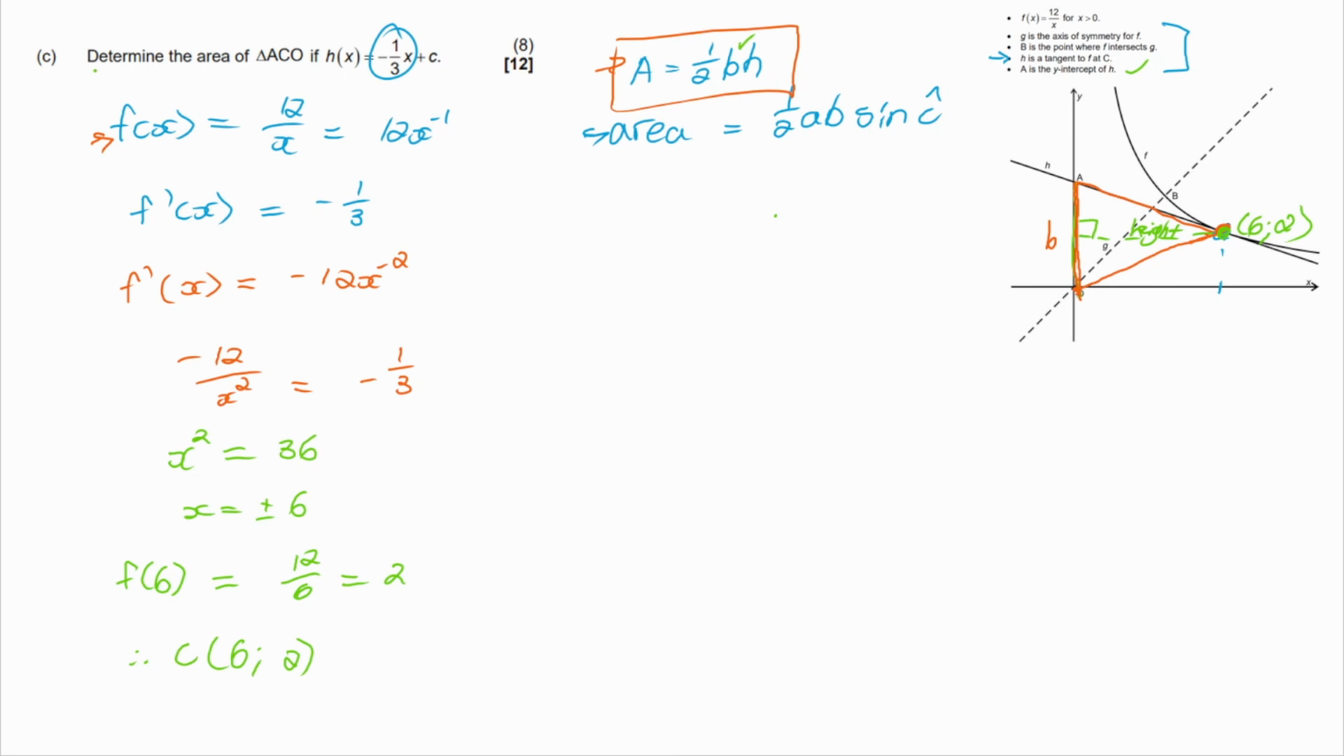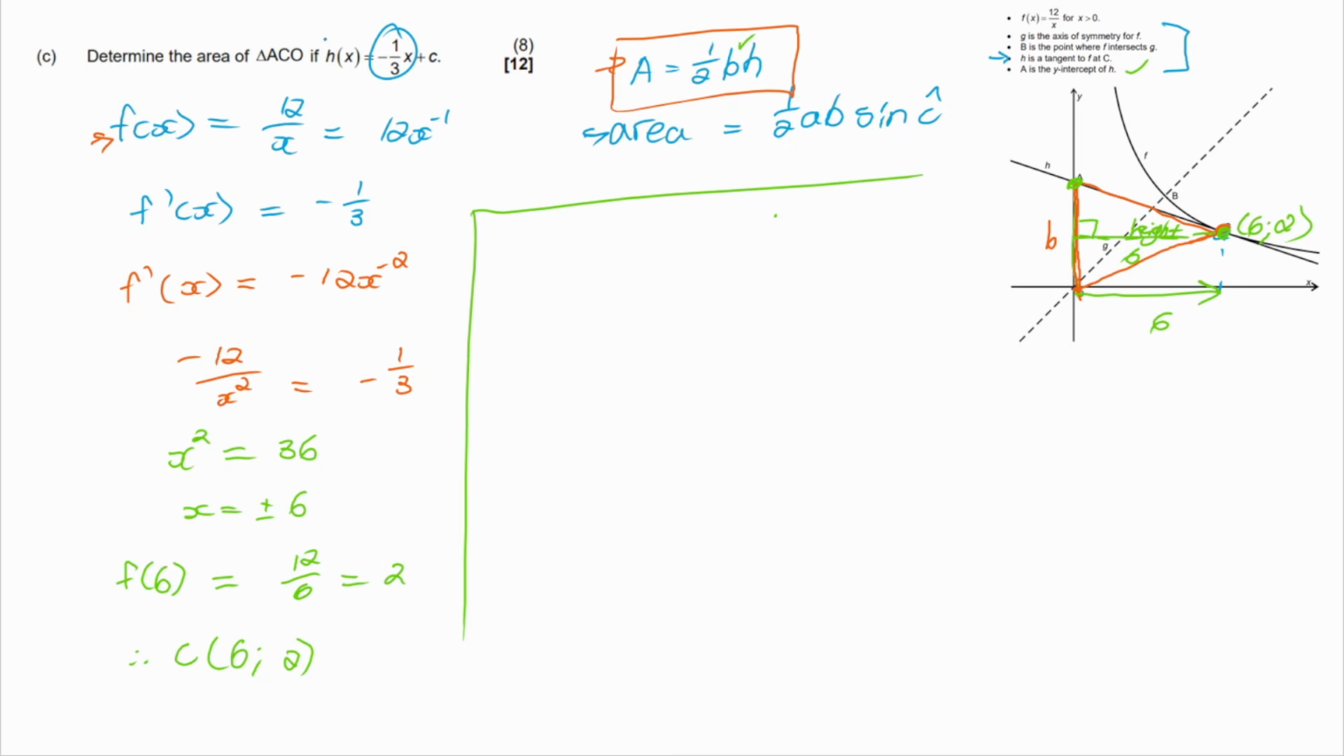We know our height. We know that this now is 6 units, because from here to there is 6 units, and then here to there is 2 units, but we don't need that 2 unit part, because we're looking for this height in this triangle. Now we just need AO. So we just need to find this y-intercept, which is pretty easy.